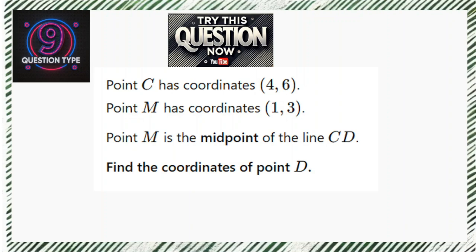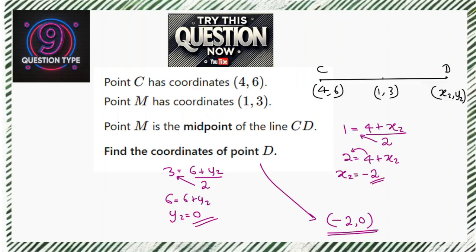Here is your question. Here is the answer. So you can do the same thing. The x coordinate of the midpoint is 1. 1 is equal to 4 plus x2 over 2. Solve it to get x2 equals negative 2. Do the same thing with the y coordinate. 3 is equal to 6 plus y2 over 2. And you can solve it, you get y2 is equal to 0. So it's negative 2, 0.